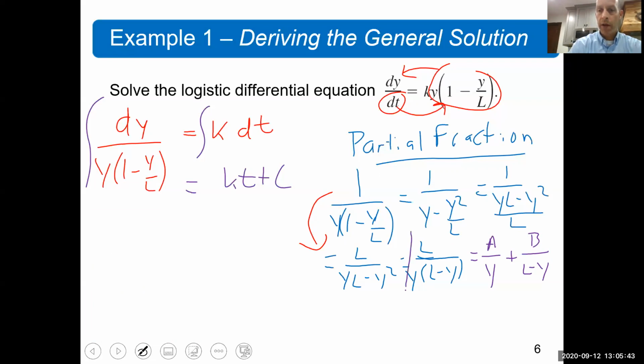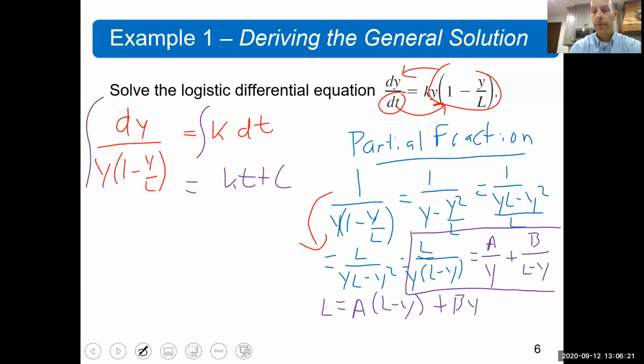Well, what we're going to do is use this equation right here. Now, I'm going to just do some algebra. The common denominator here would be y times a quantity L minus y. So if I multiply through by that denominator, on the left-hand side, everything cancels in the denominator, and you'd be left with just L. On the right-hand side, the A over y, well, the y's are going to cancel, so you'd be left with A times the quantity L minus y, plus, when you get to the second fraction, the L minus y's are going to cancel, and you'll be left with B times y.